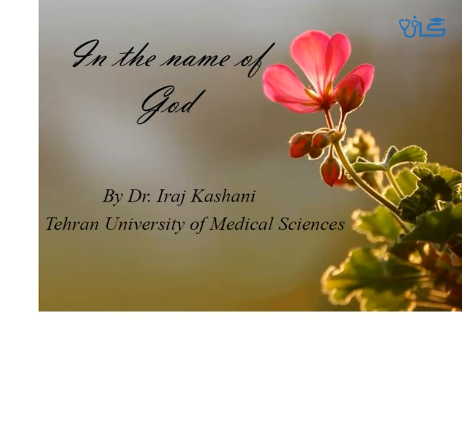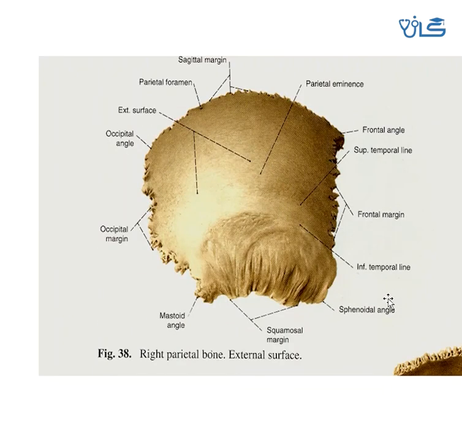In the name of God, in this session we continue to study the individual bones of the skull. At first, we can see the parietal bone. The parietal bone has 4 borders. The anterior border is articulated with the frontal bone. The posterior border is articulated with the occipital bone. The superior border is articulated with the opposite parietal bone, and the inferior border is articulated with the temporal bone.